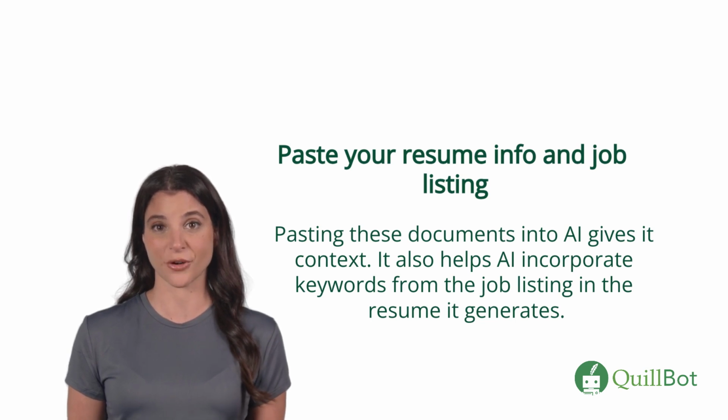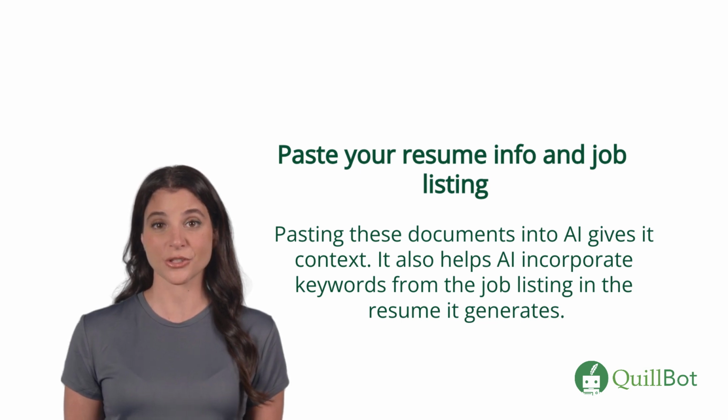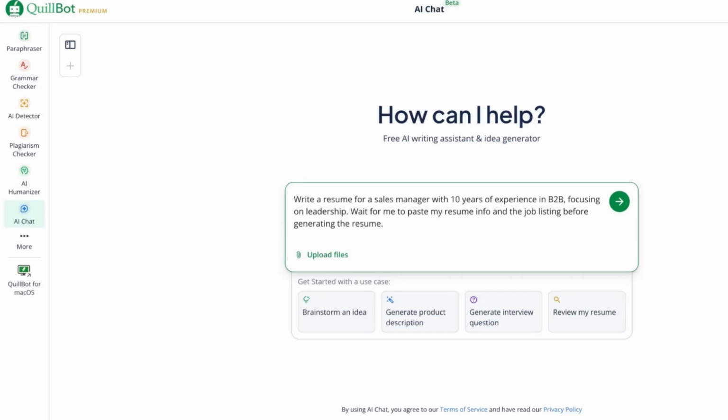Step 3. Paste your resume info and job listing. This helps give AI context. You should also prompt it to include keywords from the listing in the resume it generates. Many recruiters use AI to screen resumes, so including keywords may increase your chances of passing the initial round.